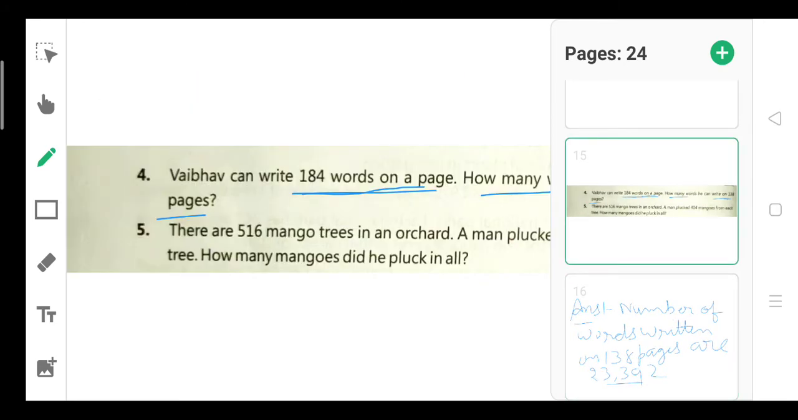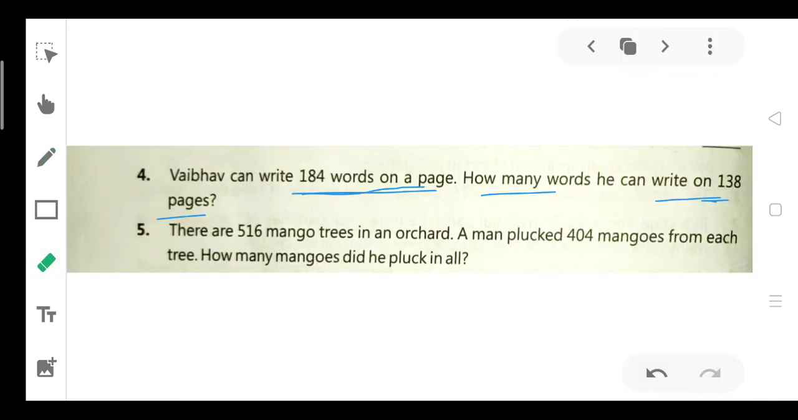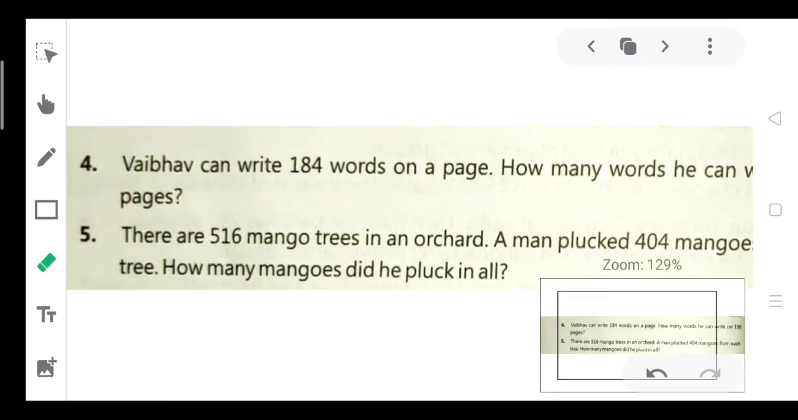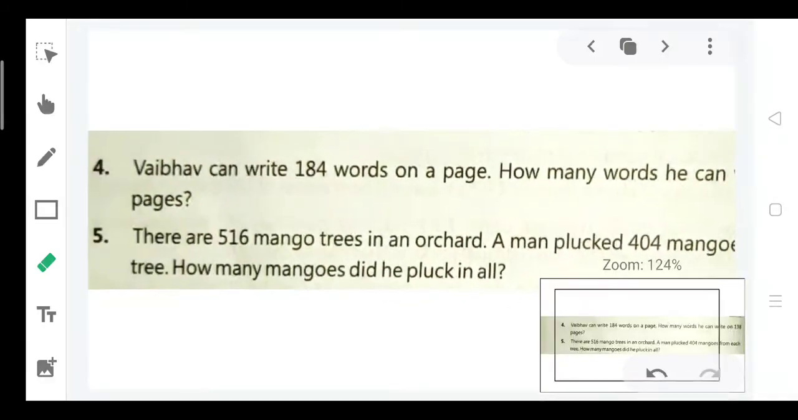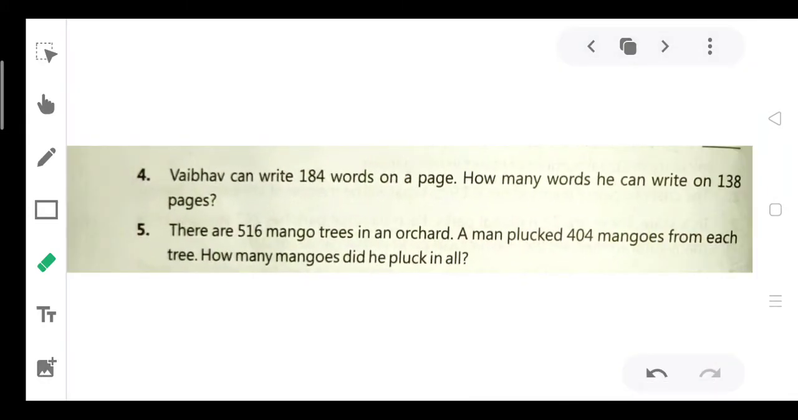Next children, question number 5. See, question 5 is in front of you now. There are 516 mango trees in an orchard. What is an orchard? An orchard is a place where you can find many fruit trees. So a place where many fruit trees are there, that is called an orchard. So a man plucked 404 mangoes from each tree. How many mangoes did he pluck in all?